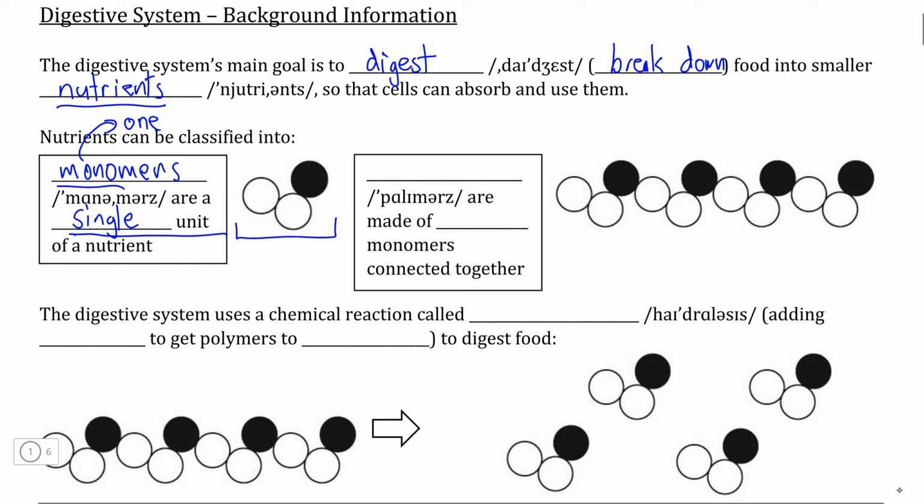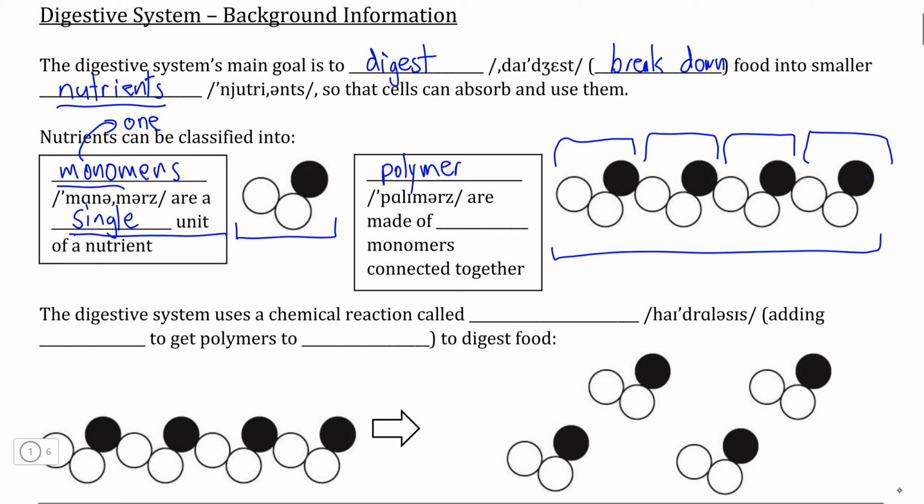Now, if this unit is one monomer, we can see that this more complicated nutrient here, which actually contains 1, 2, 3, 4 monomers, is what we get when we take many monomers and join them together. This is what we call a nutrient polymer. The name polymer should be obvious because poly is one of the prefixes that means many. So when we take many monomers and connect them together, we have a polymer.